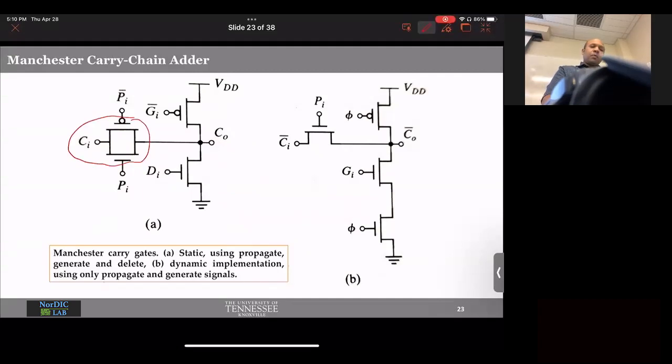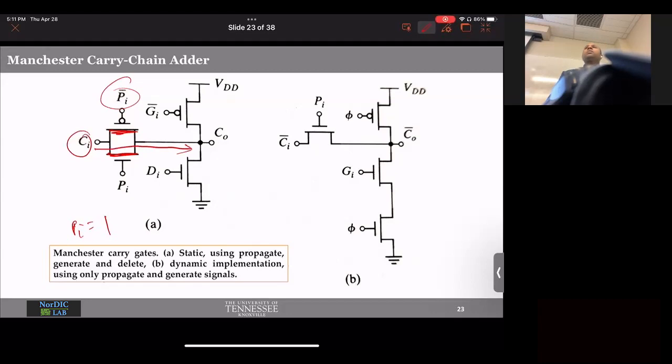If the propagate signal is high, let's see, if Pi is 1, then this NMOS is on, and the PMOS is also on, because this is Pi bar. Then you just connect this carry in to carry out. See, propagate what you have at the input. Propagate, just give it to the output, done. If you have 0, output will be 0. If you have 1, output will be 1. Doesn't matter. Make sense? If not, don't propagate. Does that make sense to all of you?